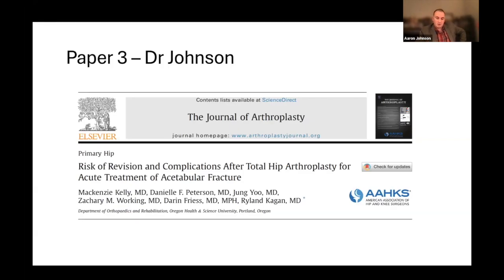And the questions that I ask after reading this paper is, who should we really be comparing this patient population to? Right? Should we be comparing geriatric acetabular total hips to primary total hips? Should we be comparing acute ORIF plus total hip to geriatric acetabular fractures that only got a total hip? Should we be comparing them to geriatric fractures that only got ORIF? Or should we be comparing them to the patients who were geriatric acetabular fractures, got ORIF, and then got converted to total hip?